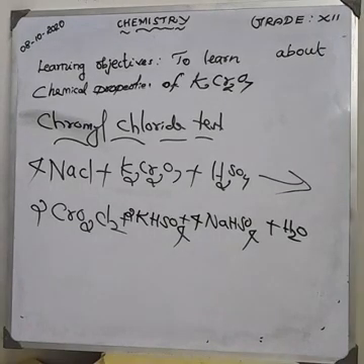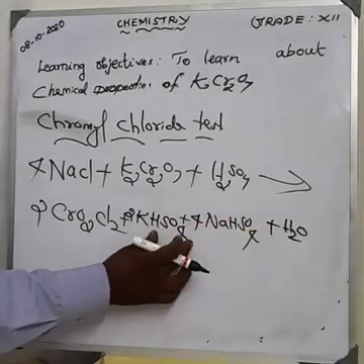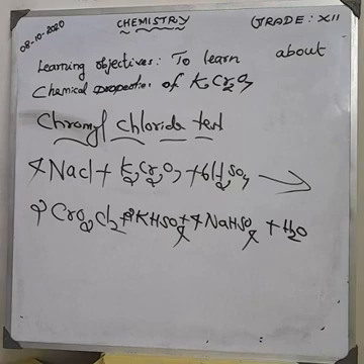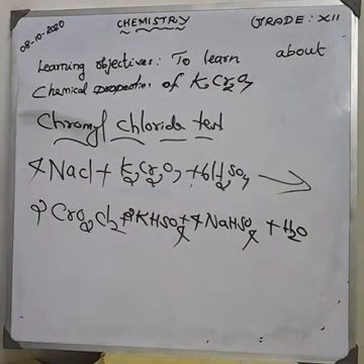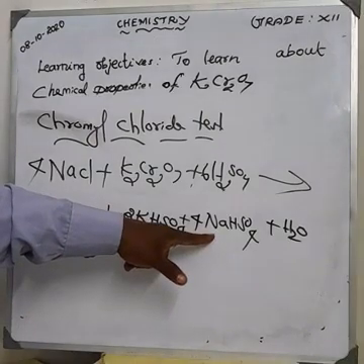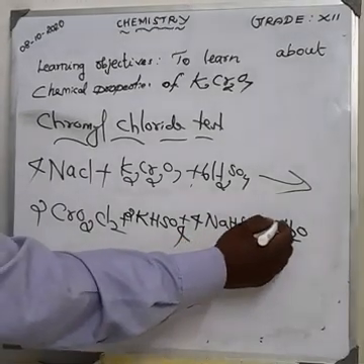Now count the sulfate. Here 4 sulfate, here 2 sulfate, so make it 6 here. So hydrogen, how much hydrogen is there? 12. Here 2 over, here also 4 over. 2 plus 4 is 6. Then remaining 6, so make it 3 here.